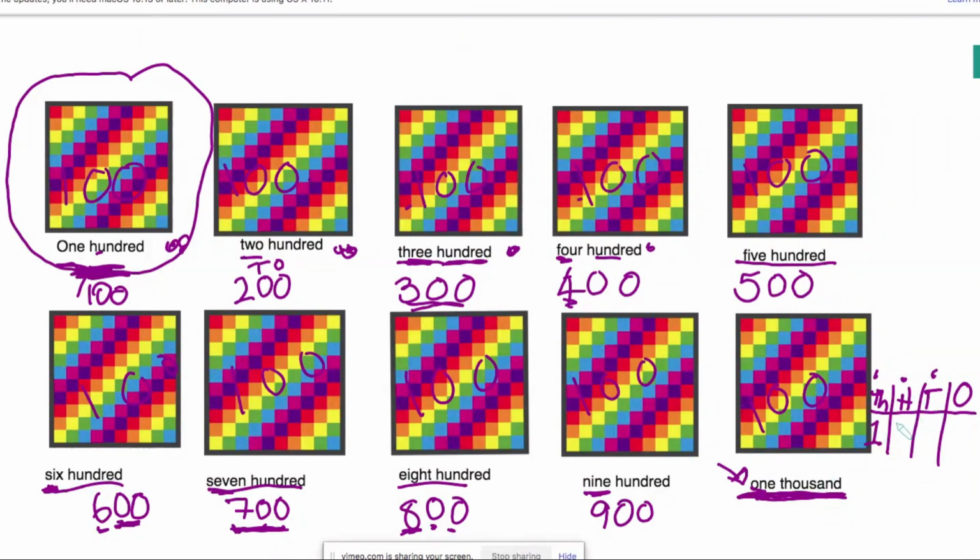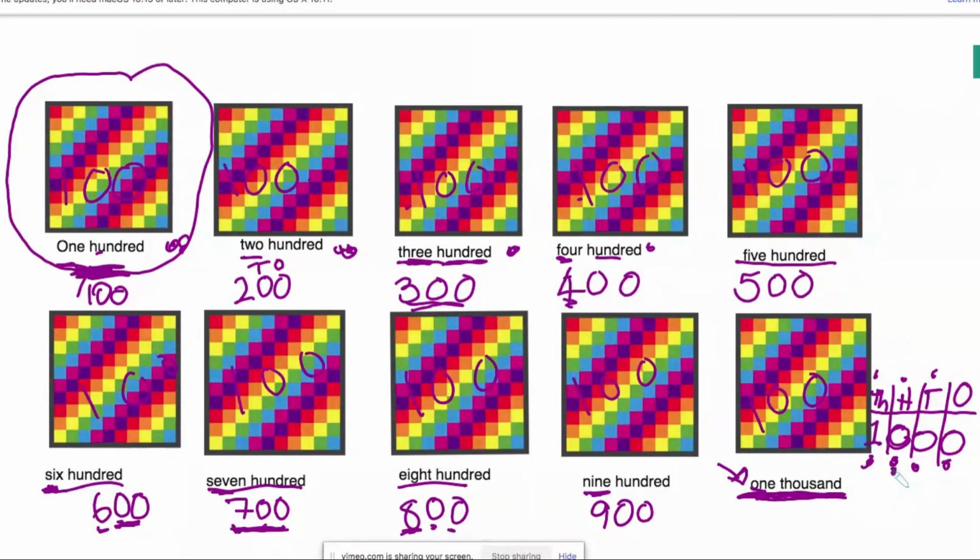Now, how many hundreds go into our place value here? There are no hundreds. Well, in fact, there's 10 hundreds. But we write a 0 here because there's one whole thousand and there's no hundreds as a digit. How many tens? No tens. How many ones? 0 ones. So we write the number 1000 as 1, 0, 0, 0.